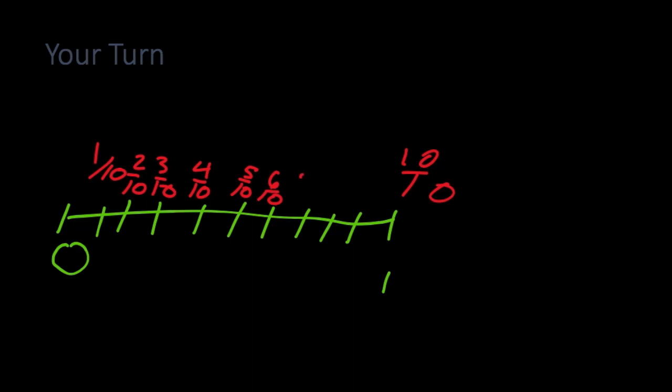Let's first find the total. So 1, 2, 3, 4, 5, 6, 7, 8, 9, 10. So the total is 10 tenths again. Now all you have to do is just line them up. So 1 tenth, 2 tenths, 3 tenths. Sorry, I'm used to putting 1 tenth like that, so force of habit. 4 tenths, 5 tenths, 6 tenths, 7 tenths, 8 tenths, 9 tenths, and then 10 tenths.